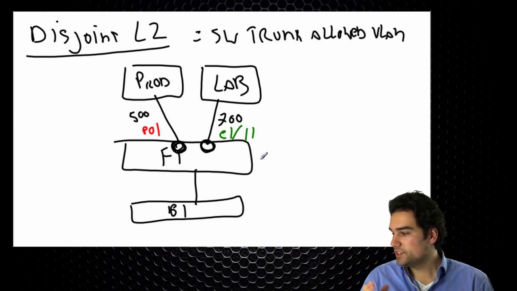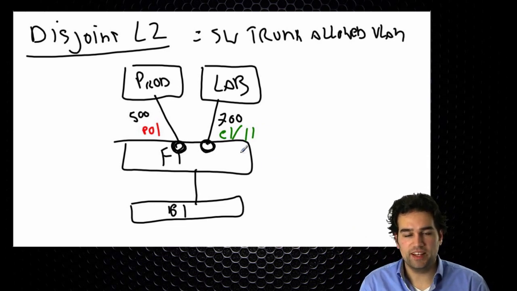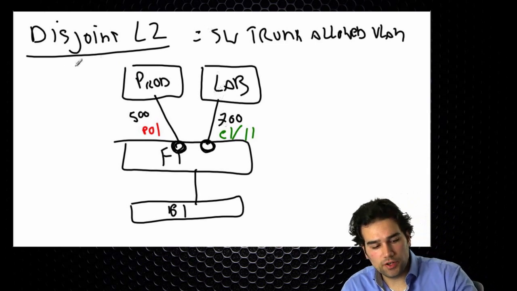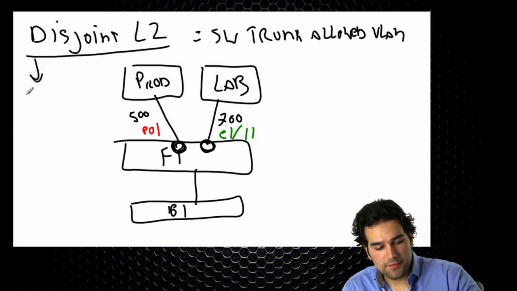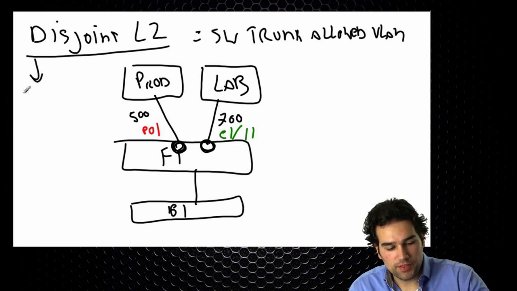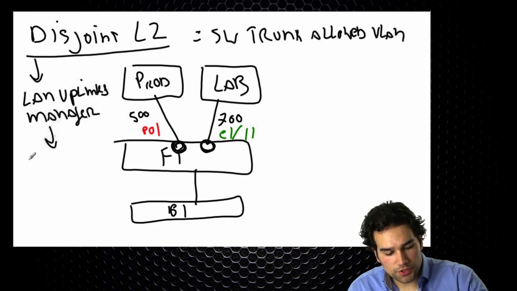And again, this is only true for UCS 2.0. In UCS 2.1, you use a totally different feature for this called VLAN groups. But in our case, because we are running the Disjoint Layer 2, we're going to use the LAN uplinks manager. And in the LAN uplinks manager, we're going to use the VLAN manager.